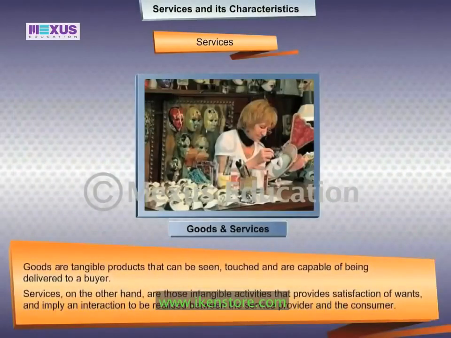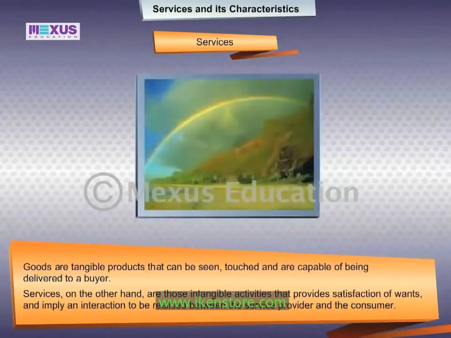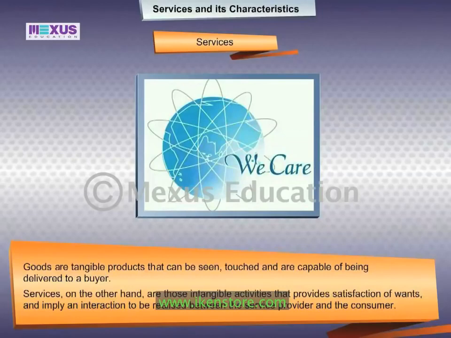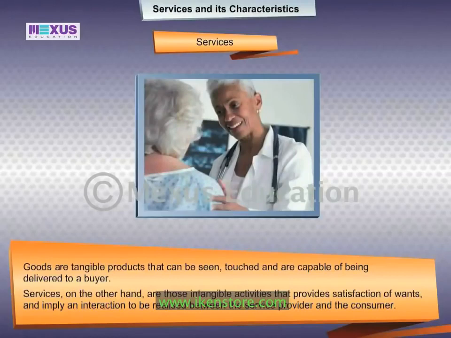Goods are tangible products that can be seen, touched, and are capable of being delivered to a buyer. Services, on the other hand, are those intangible activities that provide satisfaction of wants and imply an interaction to be realized between the service provider and the consumer. For example, treatment by a doctor.